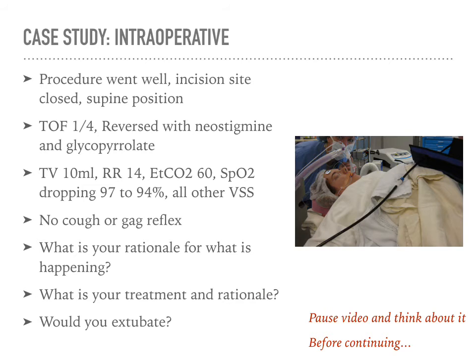So the procedure went well. They're closing your back in supine position. She had a twitch 1 out of 4 and was reversed with neostigmine and glycopyrrolate, but her tidal volume is 10, breathing at a respiratory rate of 14, end tidal is 60, and her sats are dropping from 97 to 94. All her vital signs are stable. She has no cough or gag reflex. So what do you think is happening? What's your rationale for what's happening? What treatment would you do, and what's your rationale for your treatment?